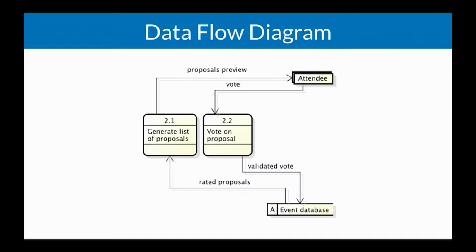So we explode number 2, and now we get 2.1 and 2.2. We have one process for generating a list of proposals. So we'll get all the rated proposals from the event database, and then we'll send a list to the attendee. The attendee will then vote. That will go into the 2.2, vote on proposal. It will validate the vote, because you might have some rules that will make it being rejected. And then the validated vote goes into event database.